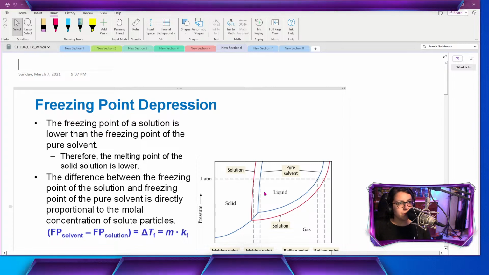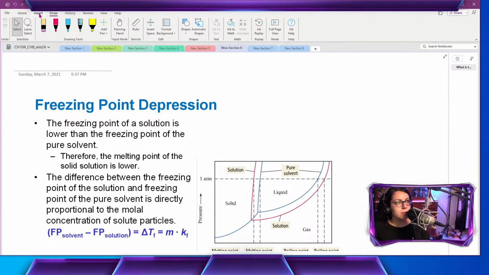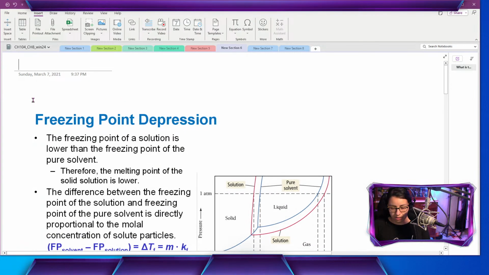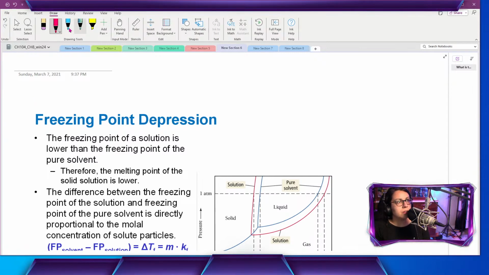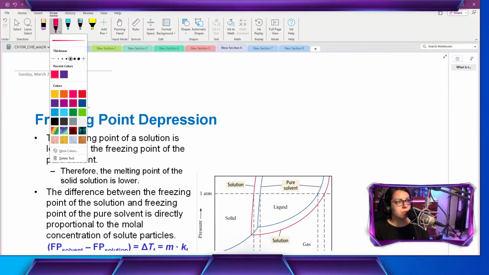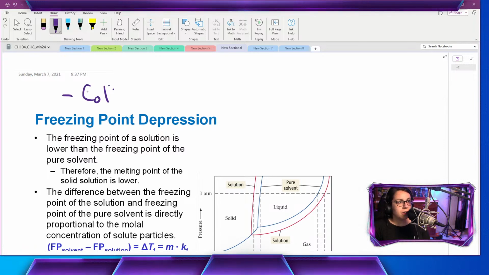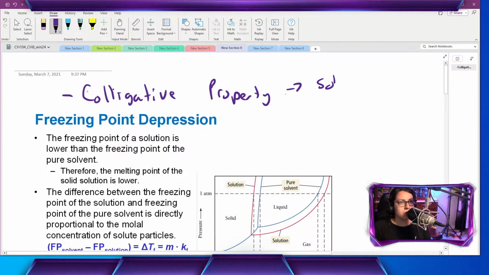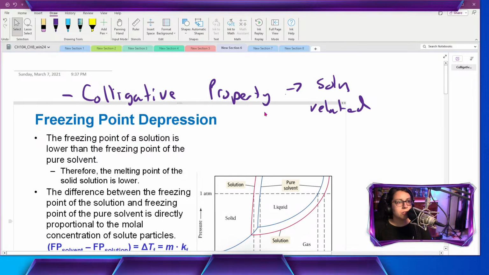All right, let's look at a few other related properties. And so let's add to this kind of what this falls under. So this is called a colligative property, which basically just means solution related. So this implies we have some sort of mixture of two things, so not a pure compound. So then something's going to happen. And so let's look at what happens.